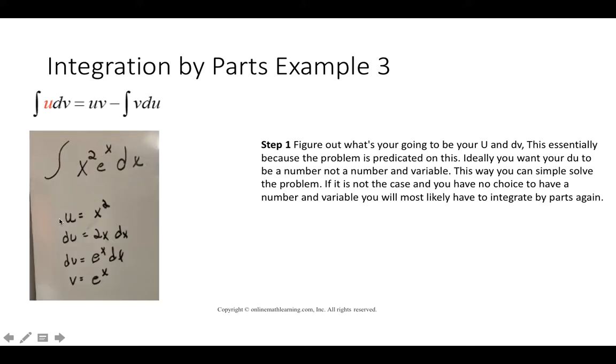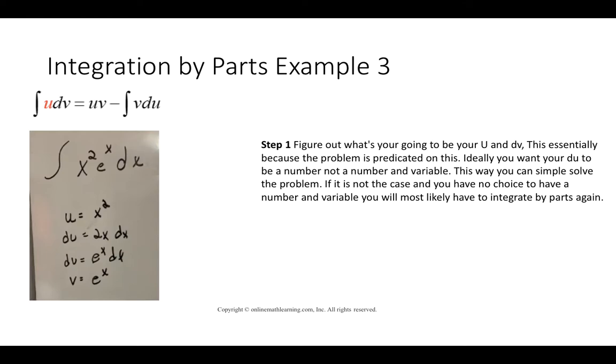Once again, I picked u as x squared and dv as e to the x power. If I take the derivative of x squared, I get du, which is 2x. If I take the integral of dv, I get e to the x, which is my v. So now I've got my u, my du, my dv, and my v. I've got all the components that I needed.